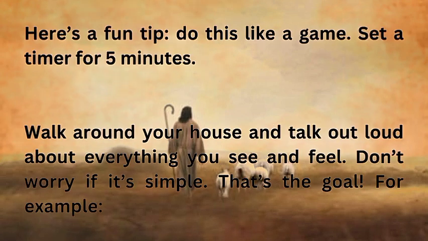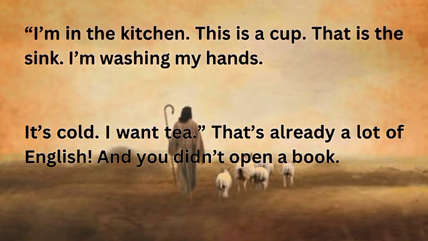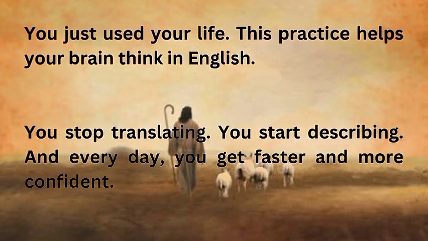Here's a fun tip. Do this like a game. Set a timer for 5 minutes. Walk around your house and talk out loud about everything you see and feel. Don't worry if it's simple. That's the goal. For example, I'm in the kitchen. This is a cup. That is the sink. I'm washing my hands. It's cold. I want tea. That's already a lot of English. And you didn't open a book. You just used your life.